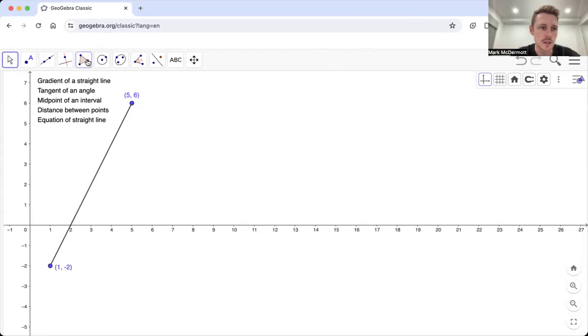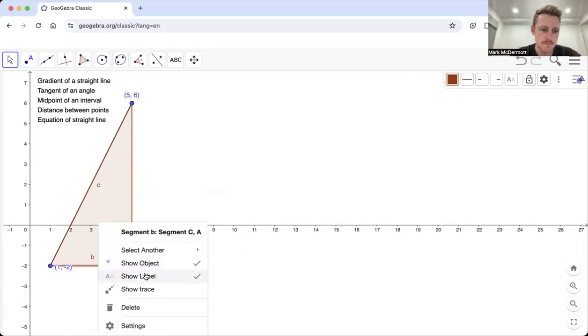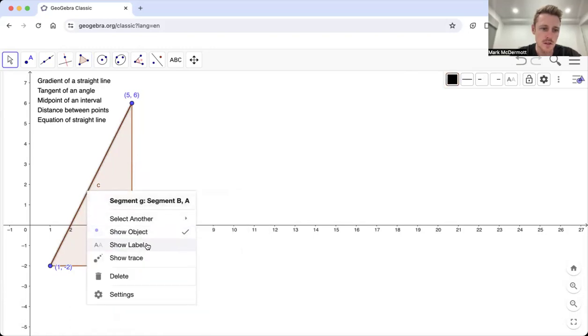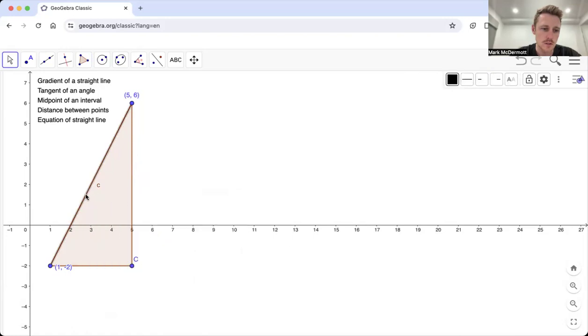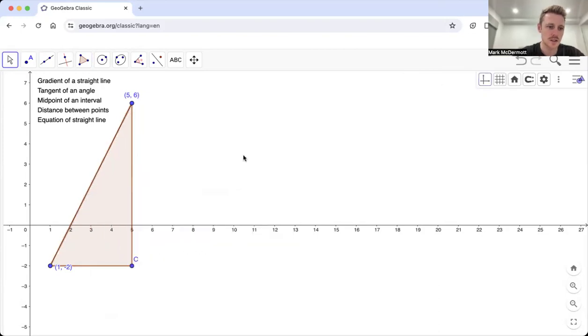So if we make a triangle out of this, I'll make a polygon, and then we go to here, and then we go across to here, and then back to here. So make a triangle out of it, essentially. What we can do is just remove some of these labels. Okay, so basically you work out the gradient, you got to work out the rise over the run.